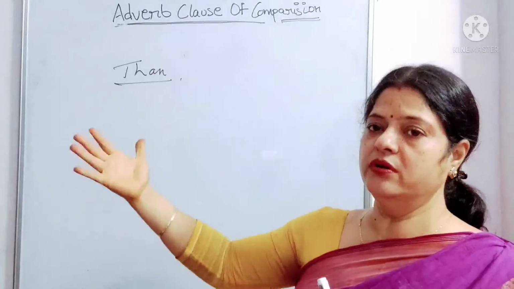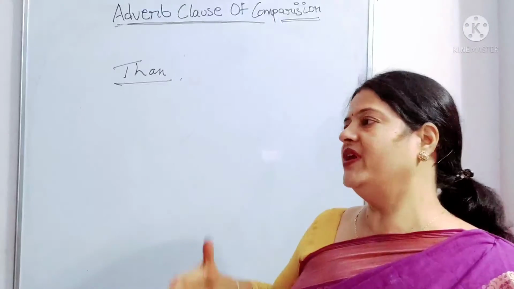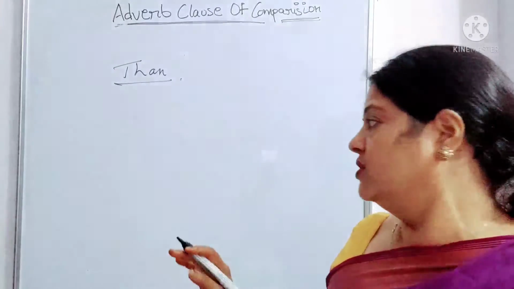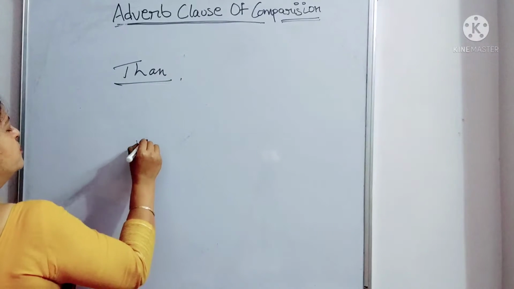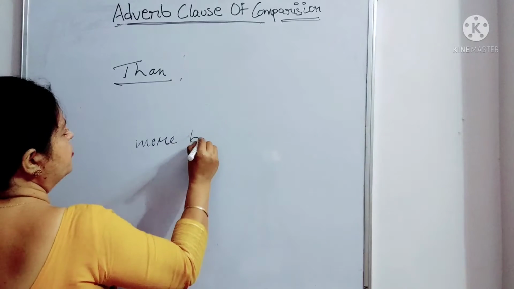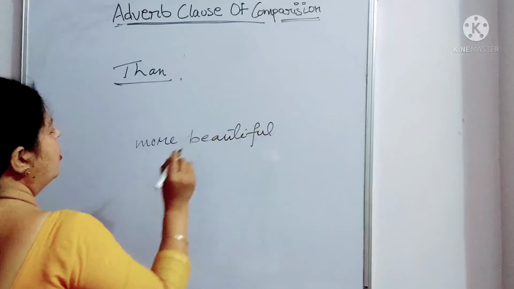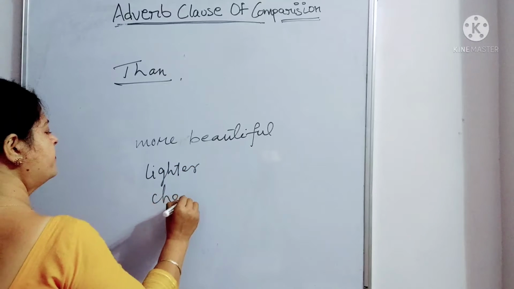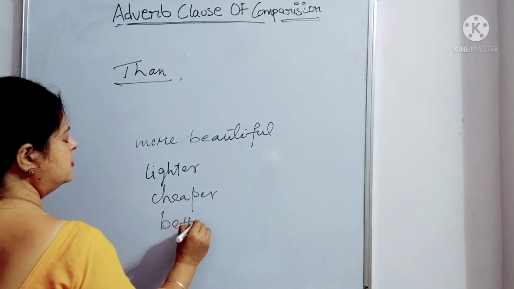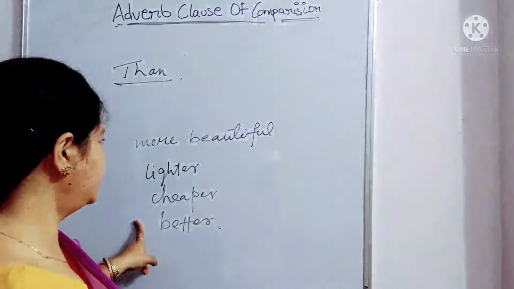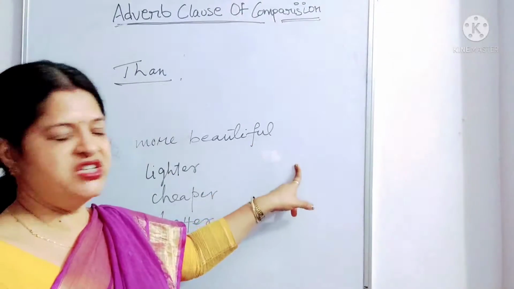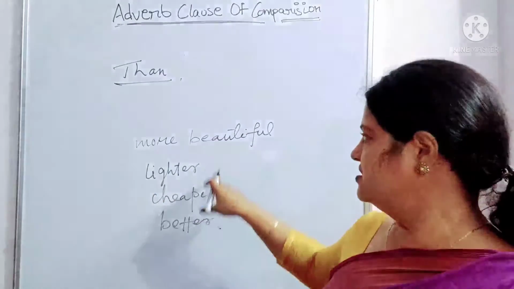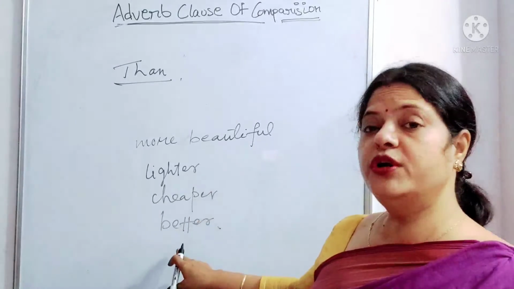Either before it we use "more," or we use the second form of the comparative degree. I'm writing on the board: the second form of the comparative degree. Either we use "more," like "she is more beautiful," or we use "lighter," "cheaper," "better." This is the second form of the degree of comparison. Like light, lighter, lightest; cheap, cheaper, cheapest. Cheap is the positive degree, an adjective. Then we have cheaper, the second form, the comparative degree, and third, cheapest. Good, better, best.